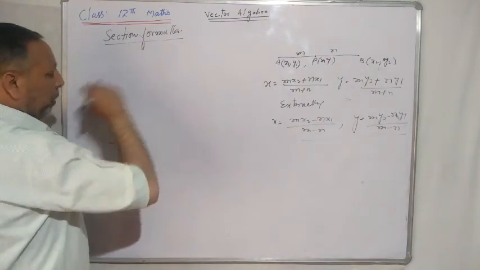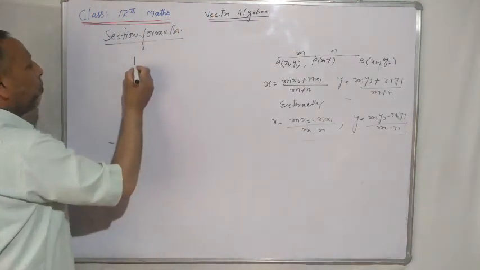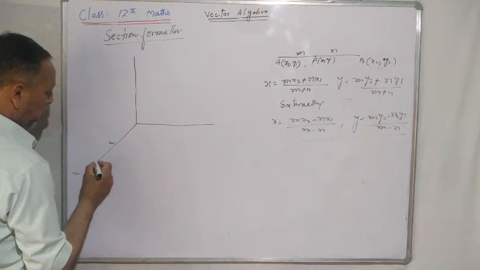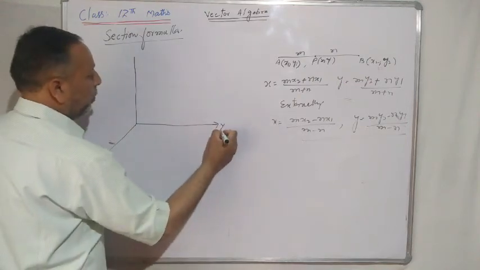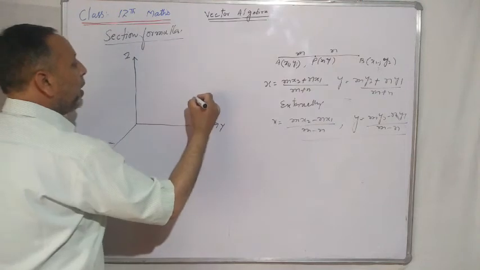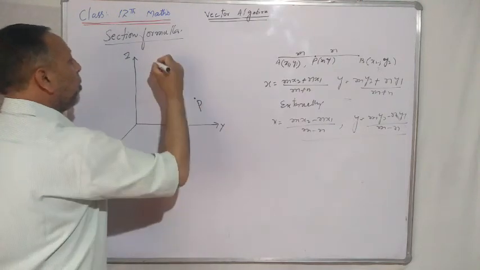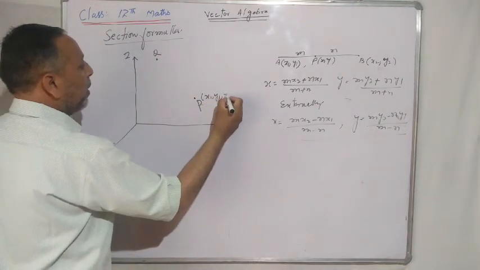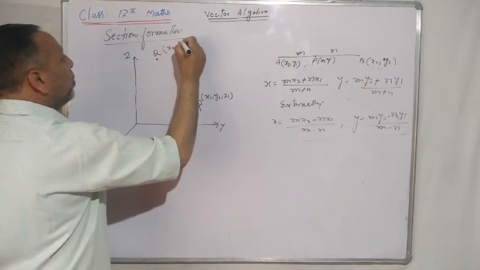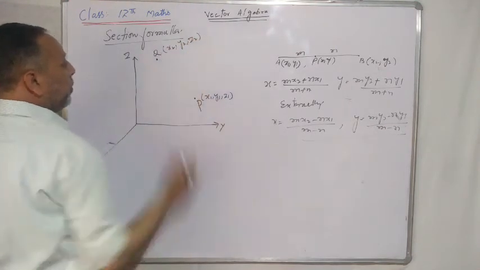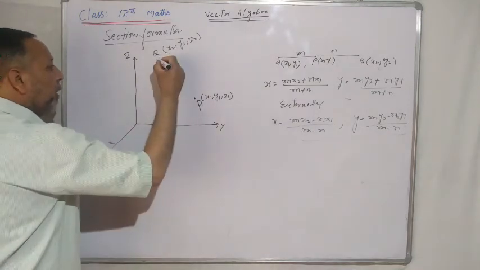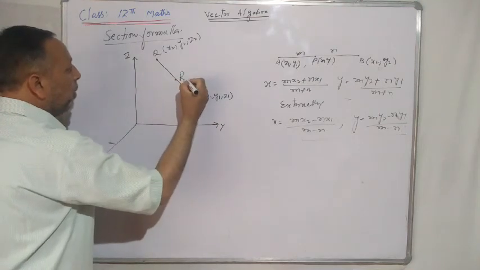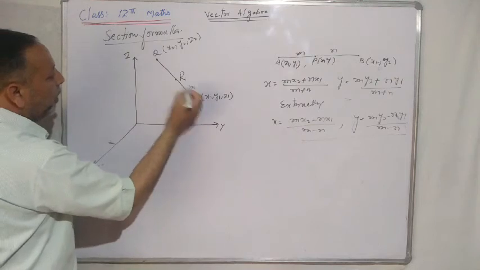So let x एक्सिस, y एक्सिस, और ये z एक्सिस। चलो मान लिया मेरे पास एक पॉइंट P है और एक पॉइंट Q है, इसके कोऑर्डिनेट्स हैं x1, y1, z1 और इसके कोऑर्डिनेट्स हैं x2, y2, z2। चलो मान लिया ये वेक्टर PQ है। Let a point R divide PQ in the ratio of m:n.